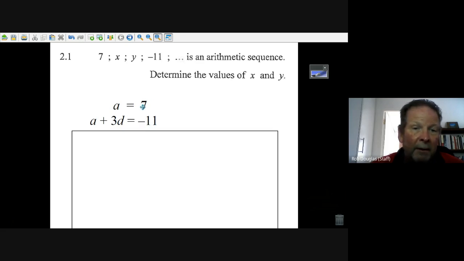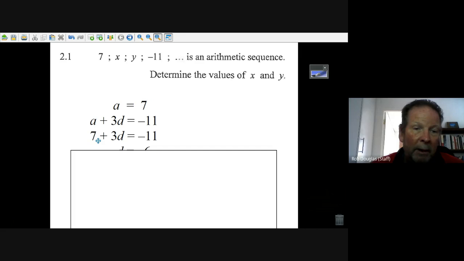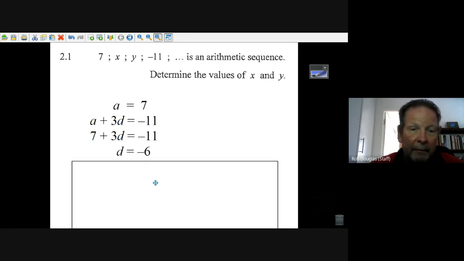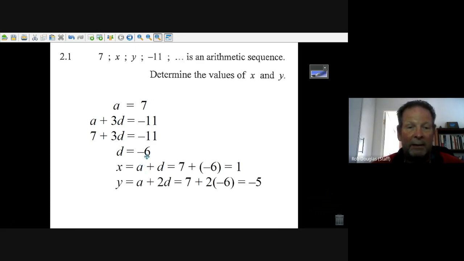But a is 7, so we can substitute a. We can put in 7 there. Then we subtract 7 from both sides. We get minus 18. Divide both sides by 3. We get d, which we want. Minus 18 divided by 3 is minus 6. Well, now you've got d as minus 6. You just take the first term, add minus 6 to it, and you get what x must be. Must be 1. The second term must be 1.